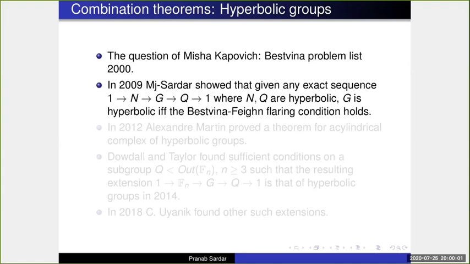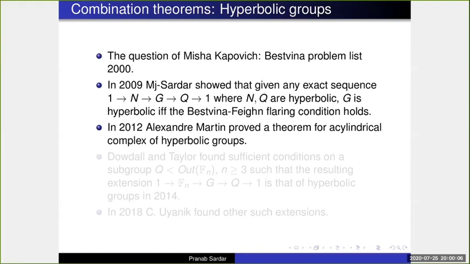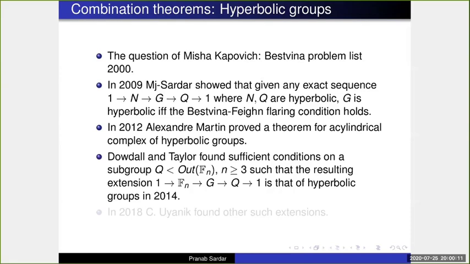So Alexander Martin proved theorems about these complex groups. I don't have time. The only thing that is very important here, I mentioned, is Dowdall and Taylor, following Farb and Mosher. They also found this general construction, giving a sufficient condition for some free-by-some-other hyperbolic groups to be hyperbolic. So they give a characterization: which subgroups Q will have a hyperbolic extension? That is in 2014.